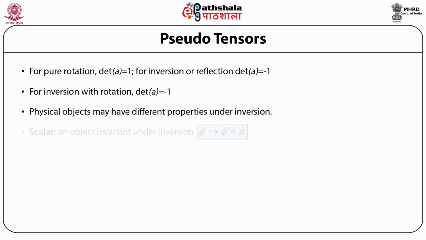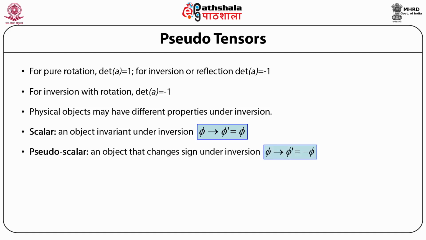So first of all, let us consider a scalar quantity. If a scalar quantity defined by phi undergoes an inversion operation from phi to phi prime, then we see that this is invariant under such an operation and phi prime turns out to be equal to phi. However, if we consider a scalar quantity which, undergoing this inversion operation, changes its sign, that is, as phi goes to phi prime, phi prime is equal to minus phi, then such a scalar quantity is called a pseudo scalar quantity.